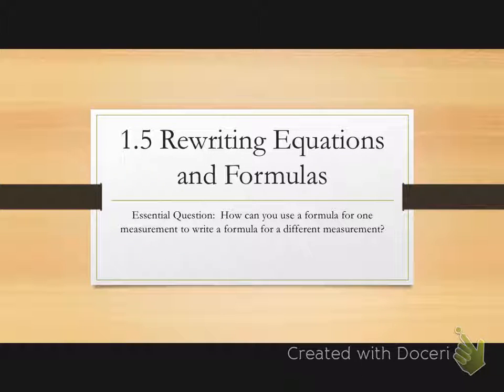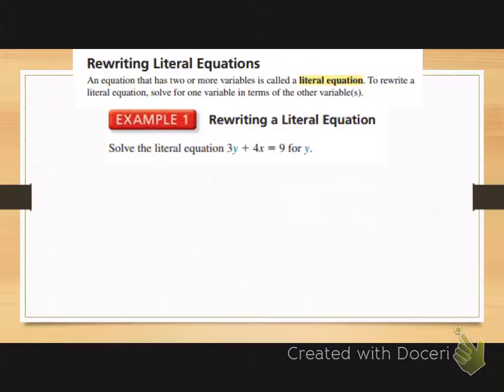This is lesson 1.5, rewriting equations and formulas. The essential question here is how can you use a formula for one measurement to write a formula for a different measurement? You're going to use this a lot in your science classes and things like that.